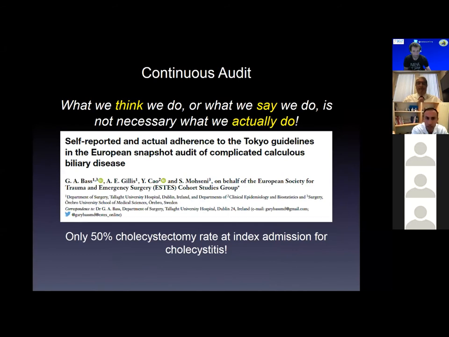Finally, as with everything else in surgery, and as shown by our ESTES snapshot study that looked at cholecystitis and index cholecystectomy, even if all the centers knew the best practice and reported that they adhered to it, only 50% did an acute cholecystectomy on the index admission. And that's the same thing with the ERAS protocol. What we think we do or what we say we do is not necessarily what we actually do. So it's not just implementing, it's adhering to all the elements in the guidelines.